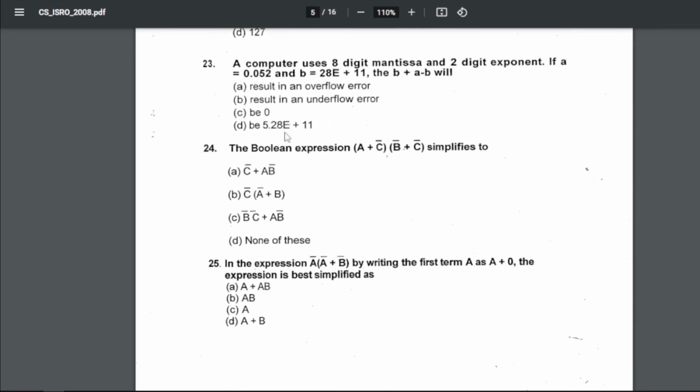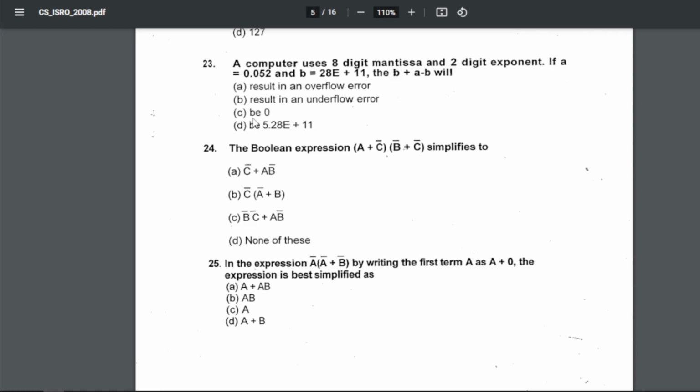Question number 23 is, a computer uses 8-digit mantissa and 2-digit exponent. If A equals 0.052 and B equals 2080 plus 11, then B plus A minus B will be what? So for 23 here our answer will be B0, right? So option C will be the correct answer, B0.